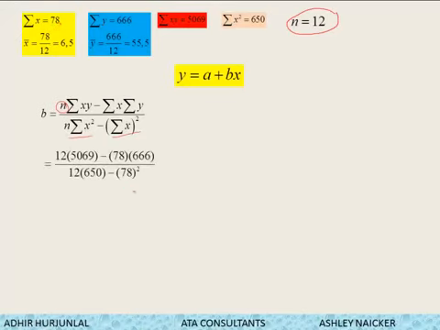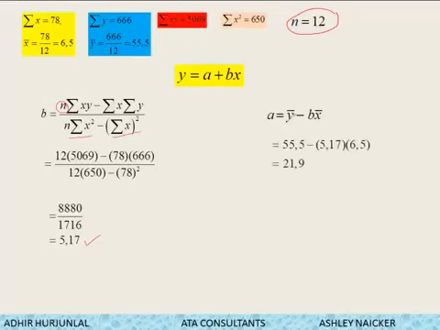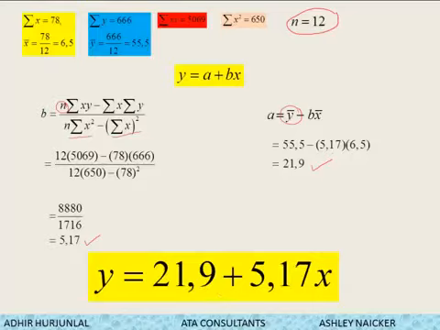What about the value for a? a is equal to the mean of y minus b times the mean of x. The mean of y, I've got it. The mean of x, I've got it. The value for b, I've got. I simply calculate the value for a. Once I've got a and b, I now end up with my trend line equation, which is y is equal to 21,9 plus 5,17x. Easy.